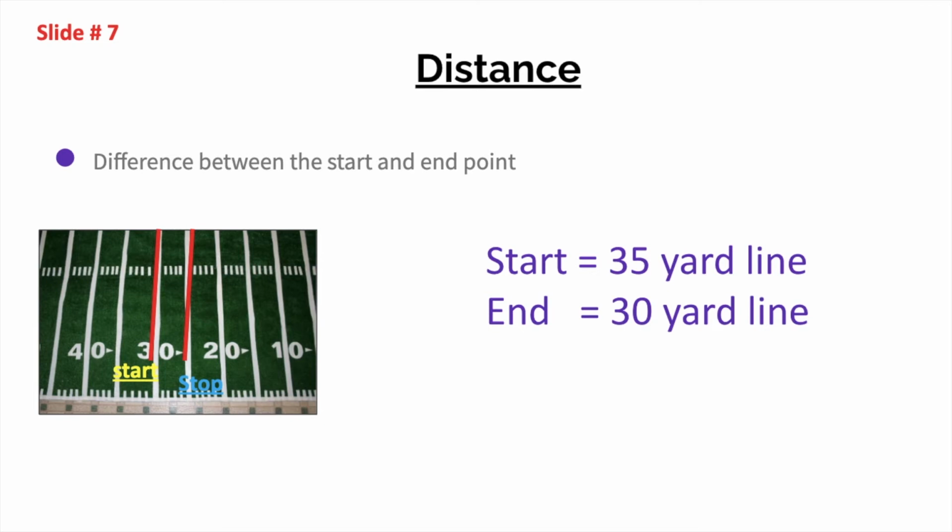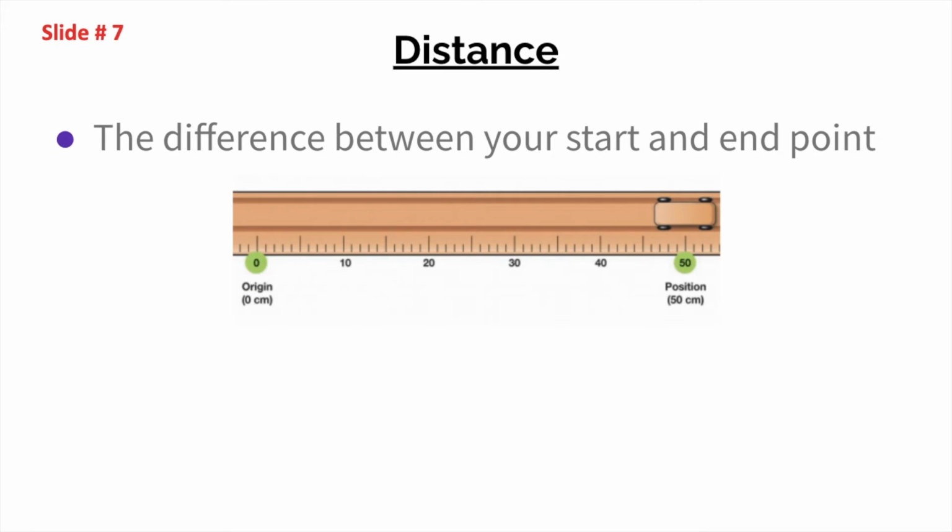Okay, so my lines didn't super match up to what I was actually trying to describe, but let's say I'm starting on the 35-yard line, ending on the 30-yard line. Either way I described it, you have a distance of 5 yards, the difference between my starting point and my stopping point. Unfortunately, with that football play, they didn't get going very far. So, distance, the difference between your start and end point.